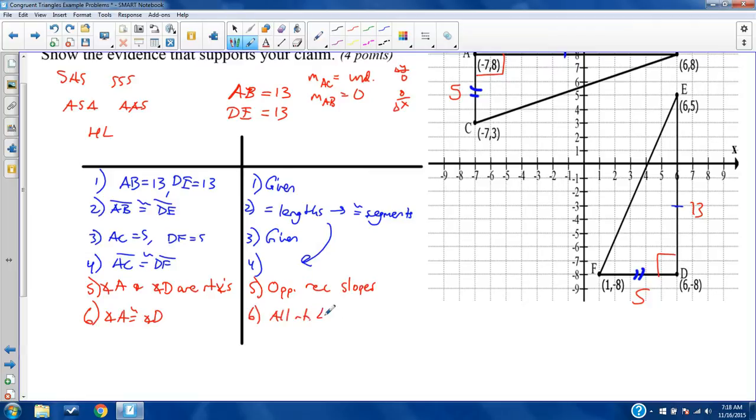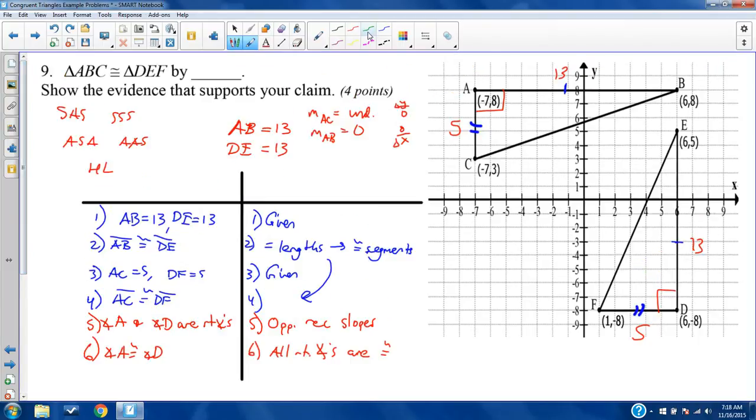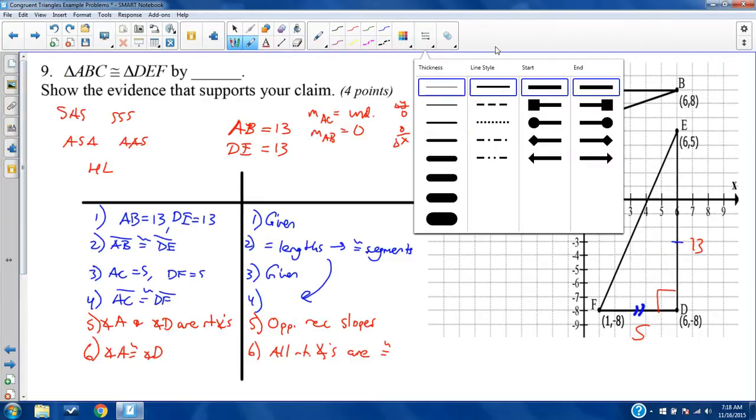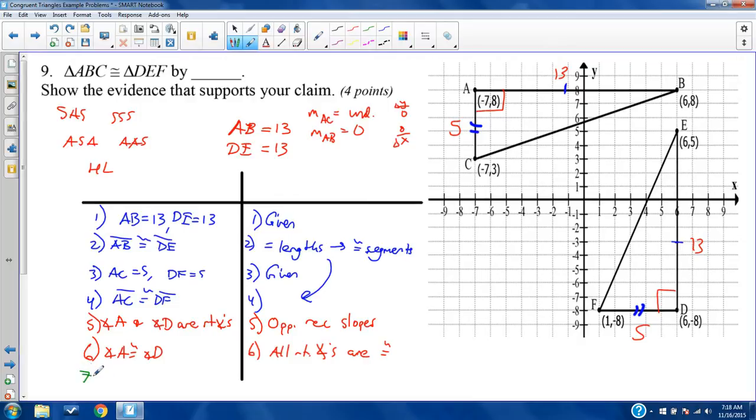Okay, and finally, we now have enough information to say that these two triangles are congruent to each other. Triangle ABC is congruent to triangle DEF. With what congruency property here? Looks like side angle side with side angle side.